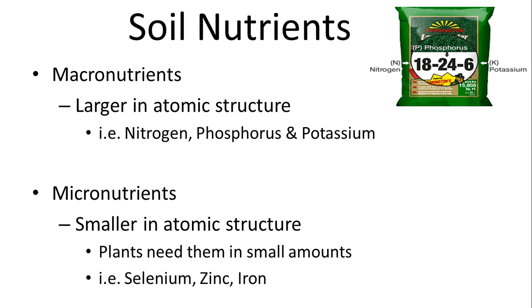So our soil nutrients are important for plant growth, as you well know. And so our macronutrients are nitrogen, phosphorus, and potassium. And so on any bag of fertilizer, you're going to see the NPK content, because those are the nutrients that are very important in plant growth. But the smaller atomic ions that are there are called micronutrients, and plants still need them, but they need them in smaller amounts.